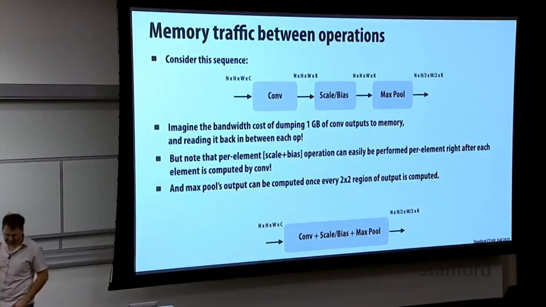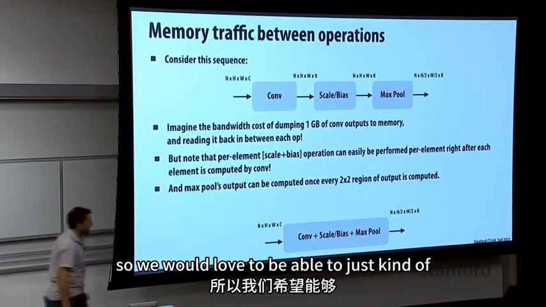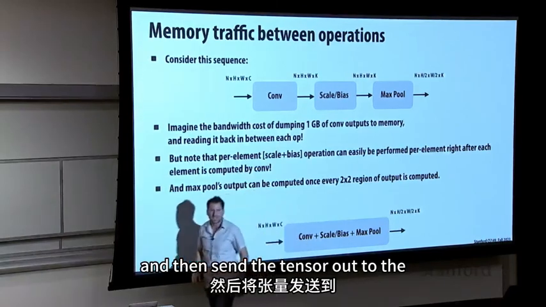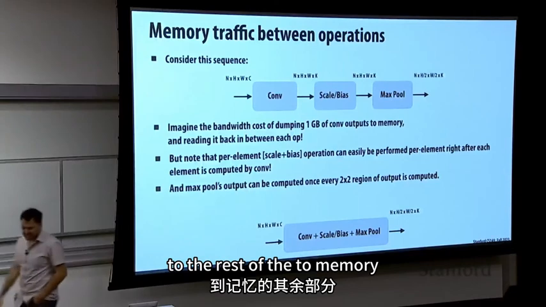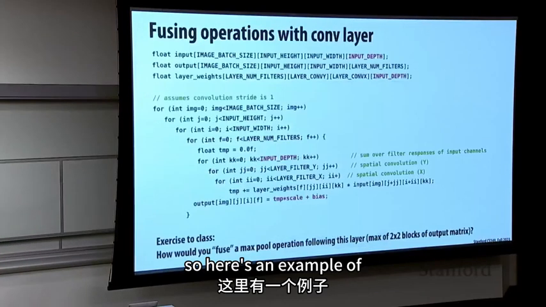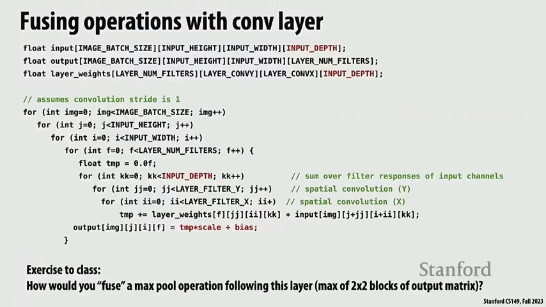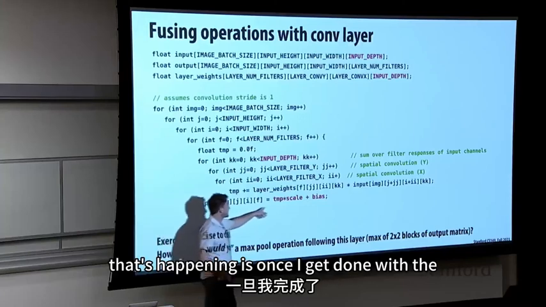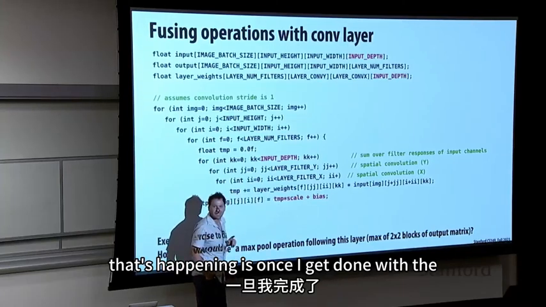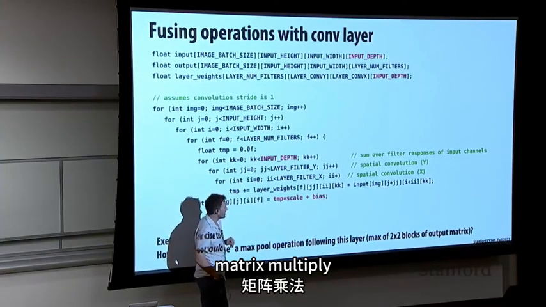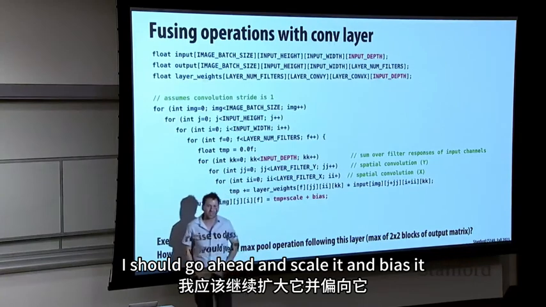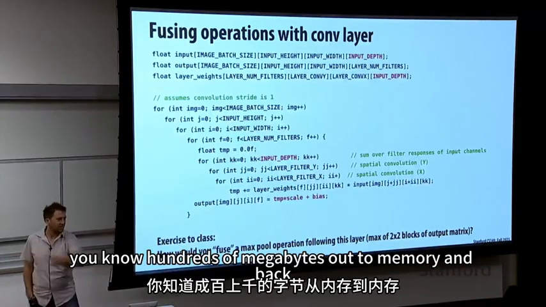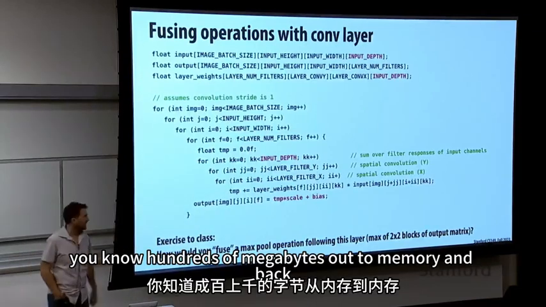Severely bandwidth bound. So we would love to be able to just do all this in one shot and then send the tensor out to memory. So here's an example: it's very easy for me, if I knew the scale and bias that's happening, once I get done with the matrix multiply, to go ahead and scale it and bias it. And that just saved me hundreds of megabytes out to memory and back.